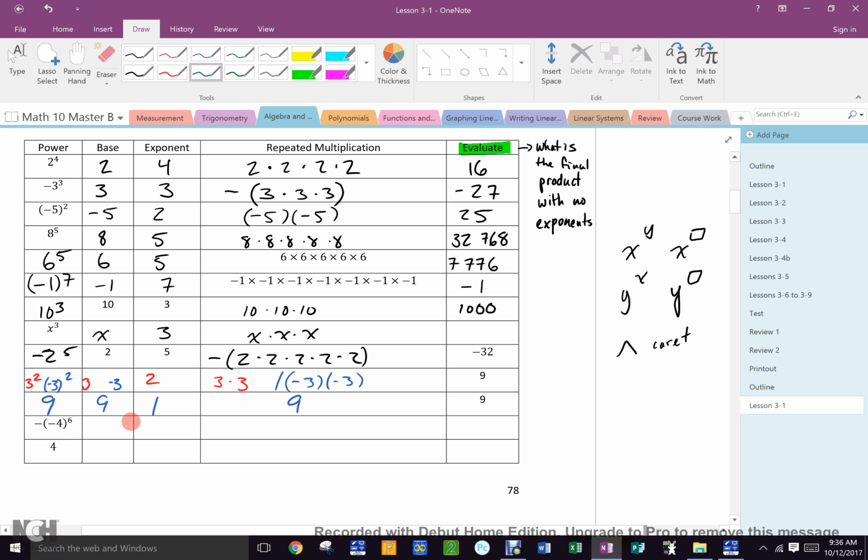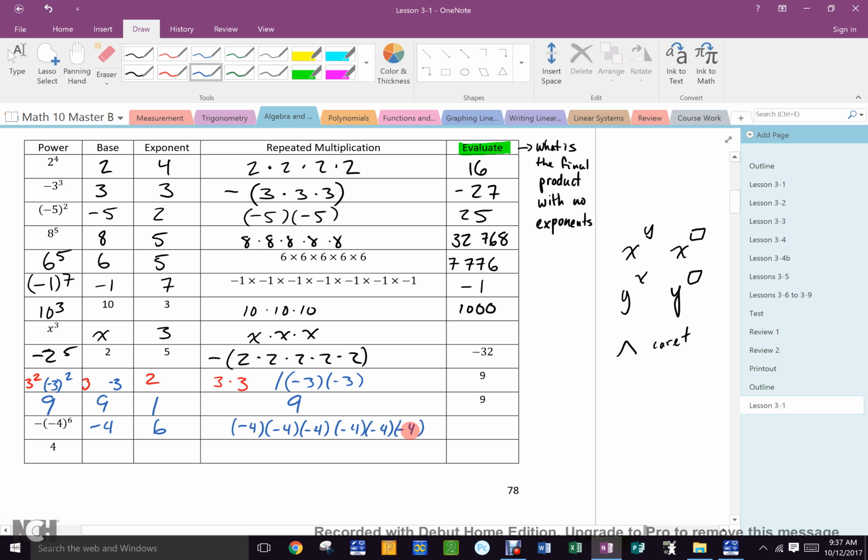All right. This one is a tricky one. What's the base? The base is indeed negative 4. What's the exponent? 6. What's the repeated multiplication? Negative 4, how many times? 6. Right? 6.